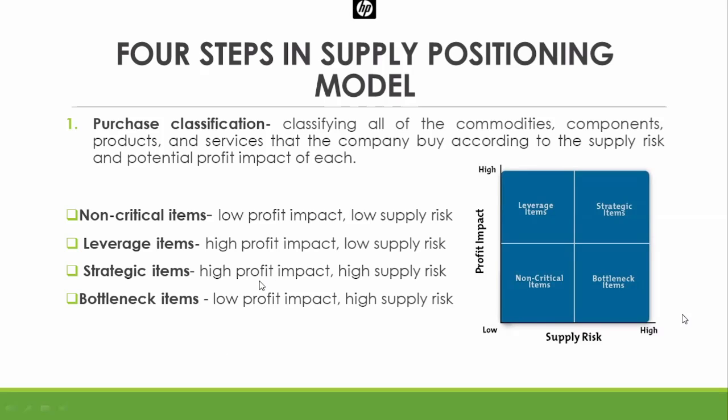Next is the leverage items. It has a high profit impact and low supply risk. Ibig sabihin, it is the products that are easy to buy and they have high importance in the buyer's economy. They are standard goods with many suppliers available, and it's easy to switch suppliers, and there is a high impact on cost and benefits. Sila yung product na may high profitability impact and low supply risk factor.